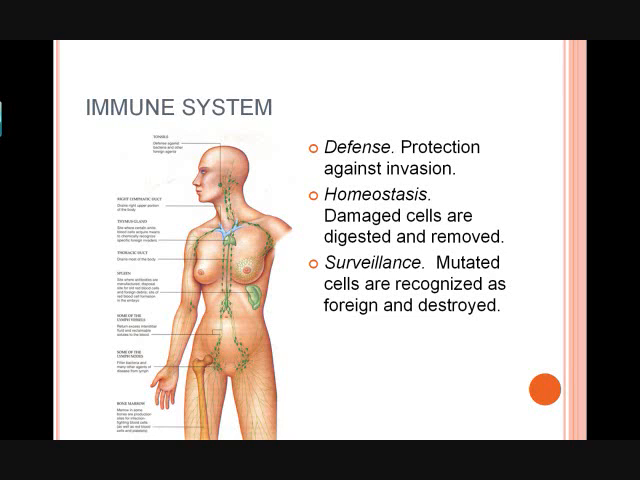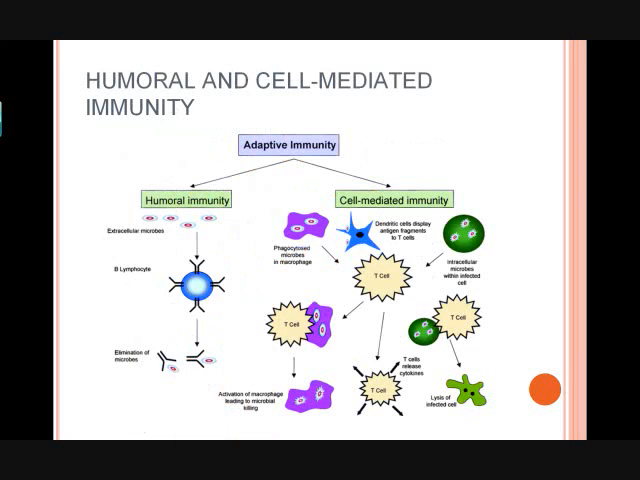Homeostasis is a state of equilibrium in the internal environment of the body. Humoral and cell-mediated immunity. Innate immunity is present at birth and is the first line of defense against pathogens. Acquired immunity is the development of immunity. It can be active or passive.